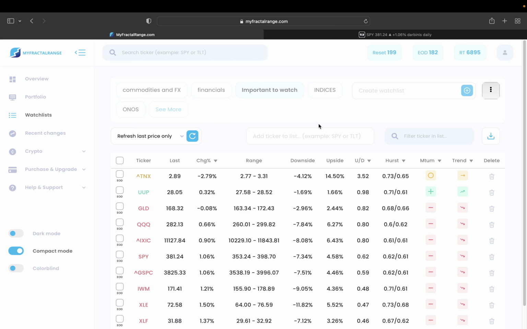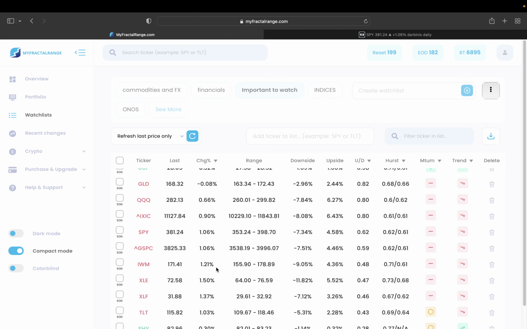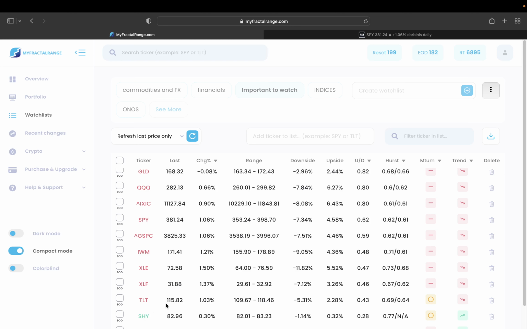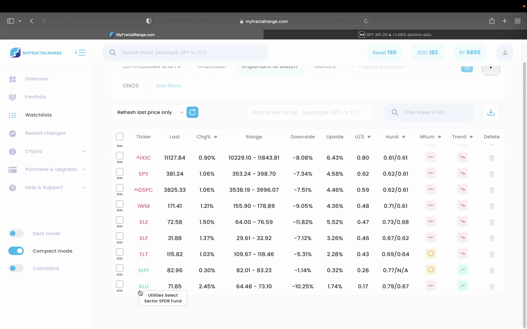So first of all, I always check myFractalRange, and here I have a watch list with, in my opinion, the most important assets to look at on a daily basis. So of course, what we have here, we have a US 10-year yield, we have a dollar, gold, all the major equity indices, a couple of SPY sectors. In this case, it's XLE and XLF, financials and energy. Also, I use TLT for a longer duration bond ETF, and SHY and XLU.